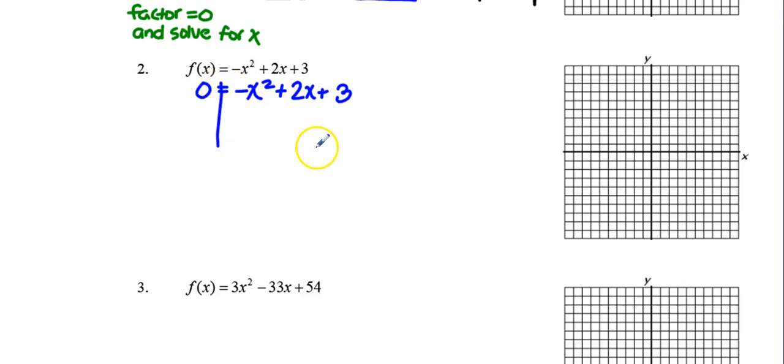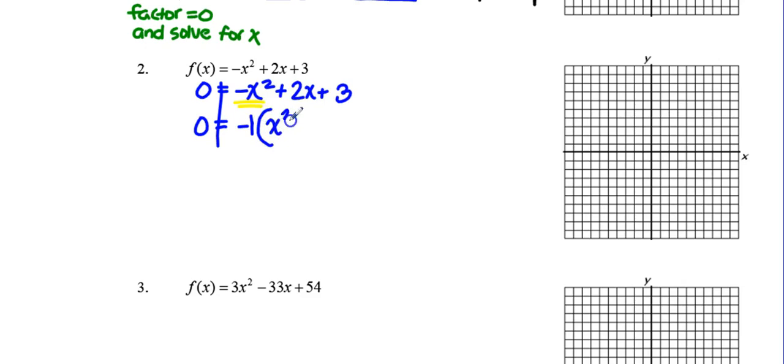Do I have a GCF that I can factor out? Well, we need to recall when we were doing our notes that if we see we have a negative leading term, we can at least factor out a negative 1. So we do have a GCF. The GCF is negative 1. And now let's see what's left.